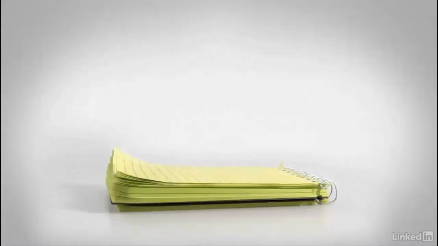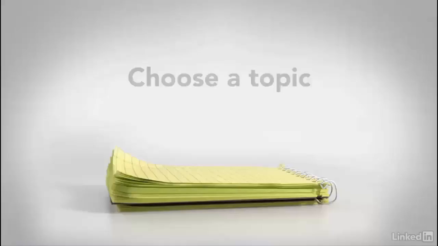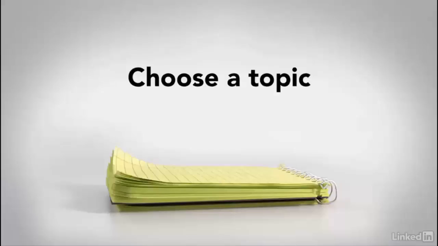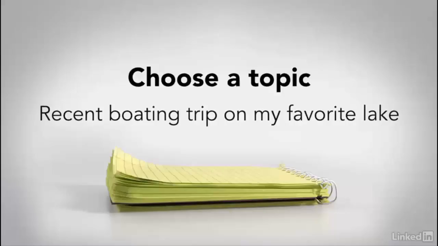Let's assume you've been asked to write a descriptive paper or essay. You may have unlimited choices. If so, you know that the writing process requires that you choose a specific topic, one that has enough variation and elements to describe. Choosing a fork, for example, probably would not lend itself to too much of a detailed description. So let's choose a recent boating outing on your favorite lake.